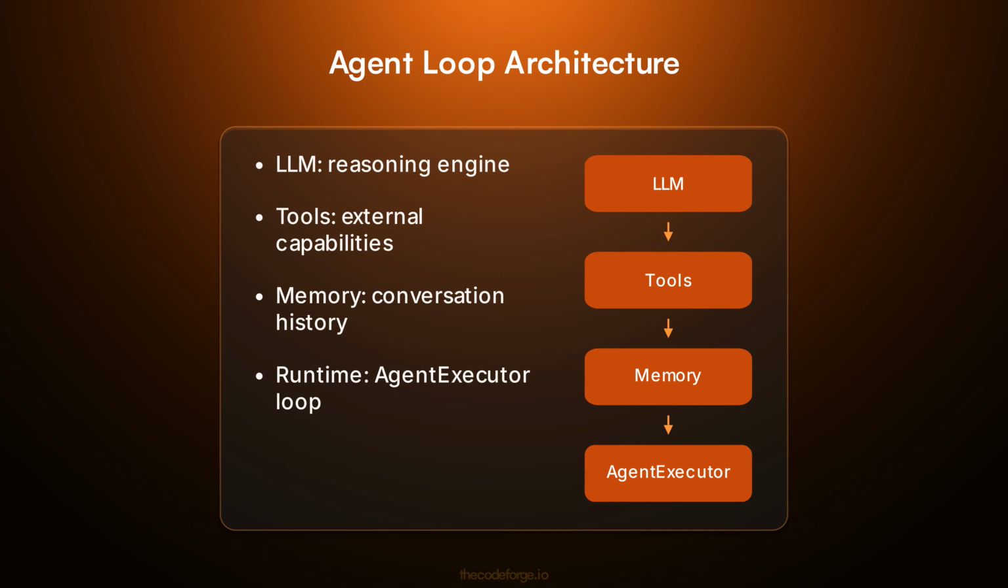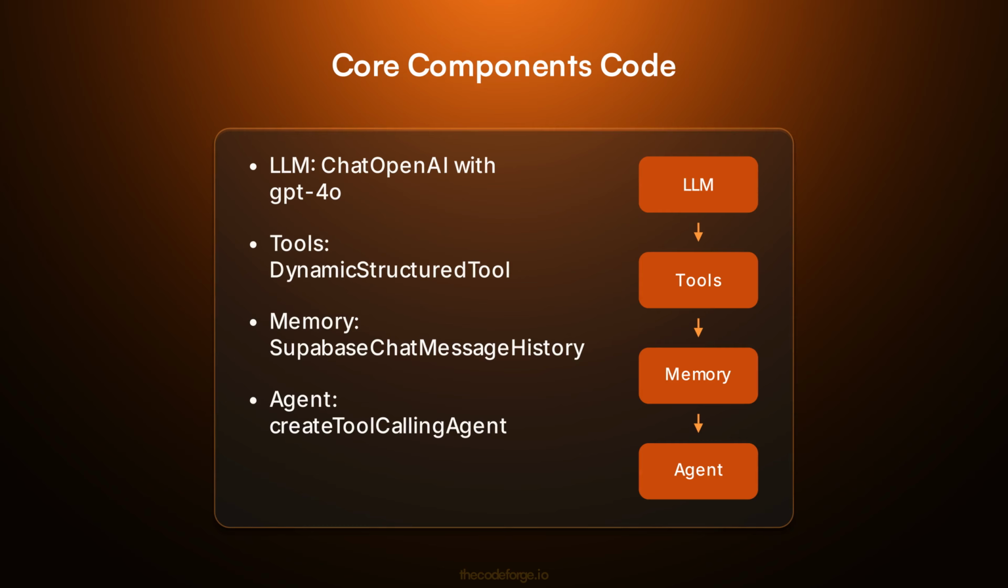The LLM decides which tool to call, the tool executes, the result is stored in memory, and the loop repeats. The agent executor orchestrates this cycle until a final answer is reached or a limit is hit. Let's look at the code.